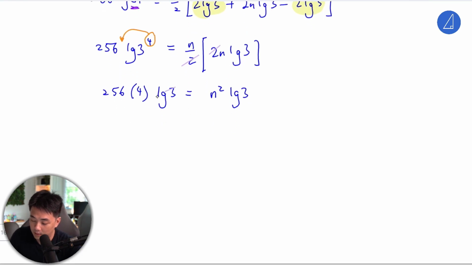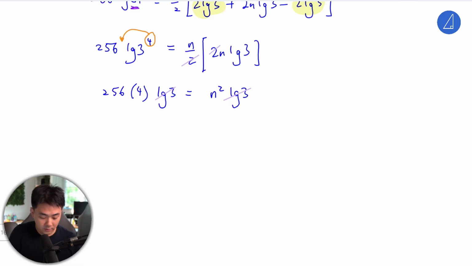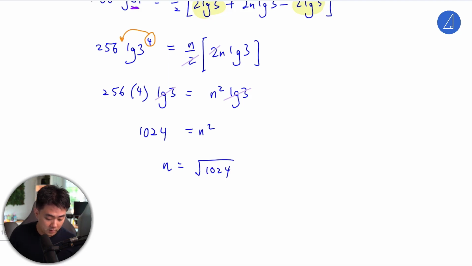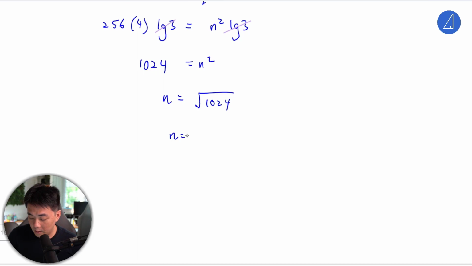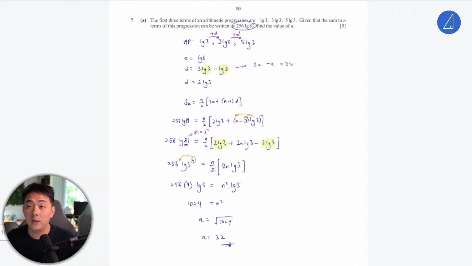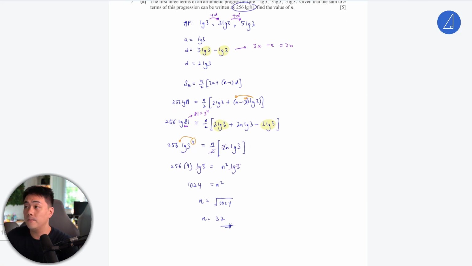In this case, what we can do is just divide both sides by log 3, and 256 times 4 is 1024, which equals n squared. So obviously n cannot be a negative value, so I'm just going to take the positive root of 1024. That will give us n equals 32. Okay, is that it? We need to find a value of n. Okay, so that's how you do this question here.